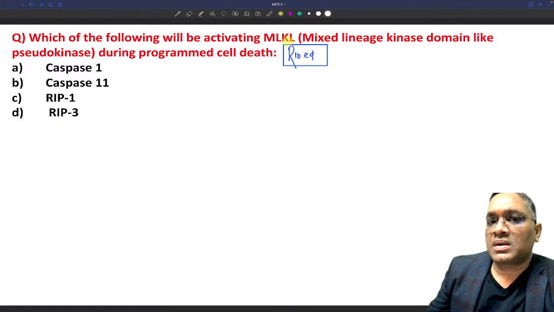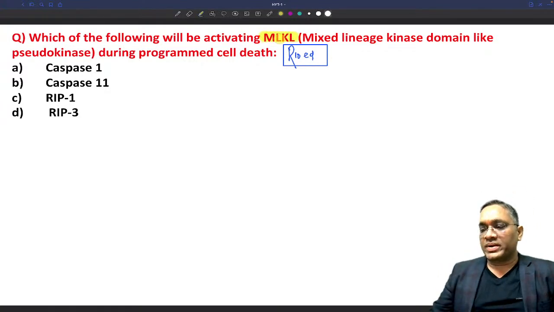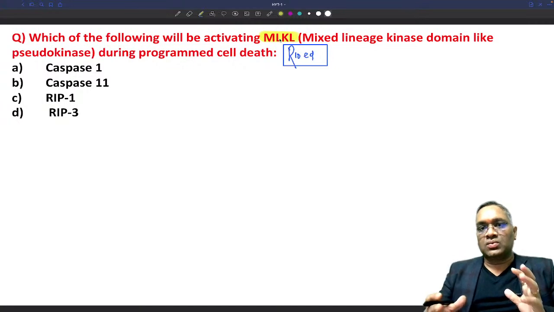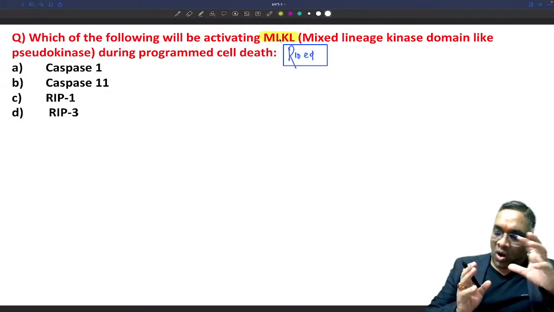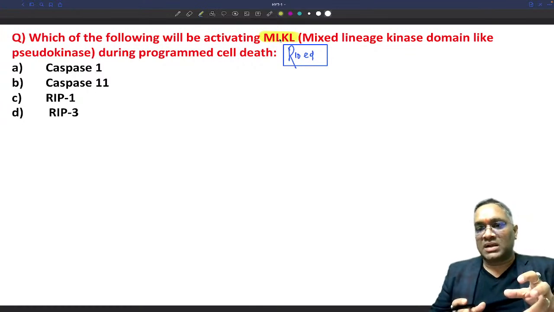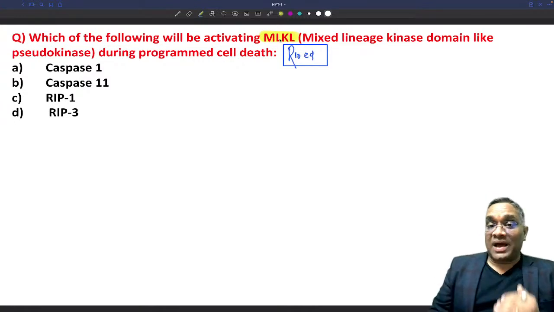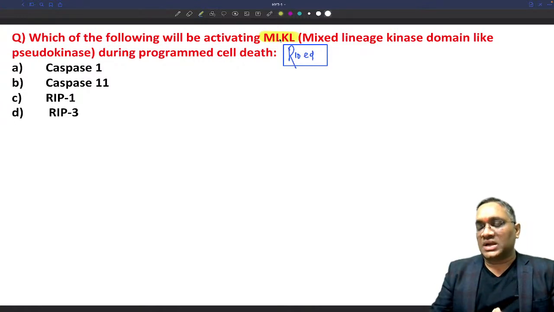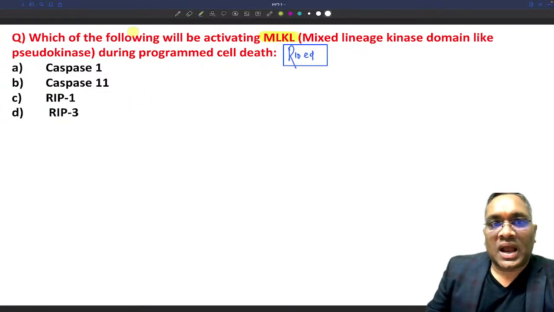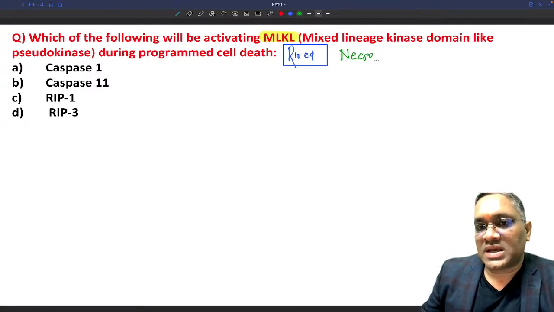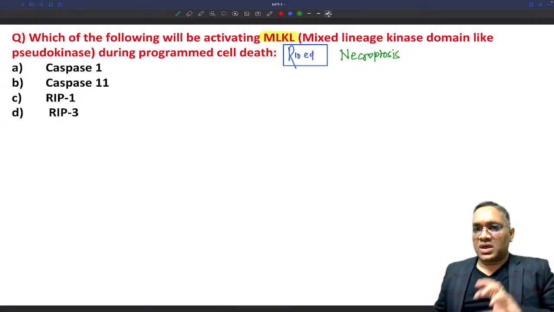Please remember this MLKL, as I said, it's a new thing which has been added in the new Robbins. MLKL is a mixed lineage kinase domain-like pseudokinase. They form oligomers which deposit into the cell membrane, after that the cell membrane ruptures, and because of the rupture they have inflammation. So this is a kind of programmed cell death, and this programmed cell death is necroptosis. If I ask you to whom this belongs, we can say this belongs to necroptosis, right? So this is for necroptosis, where you will see MLKL.